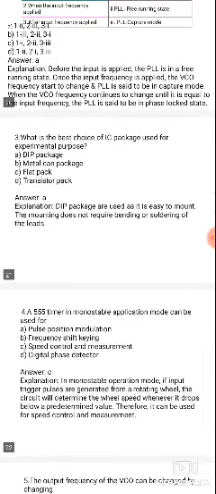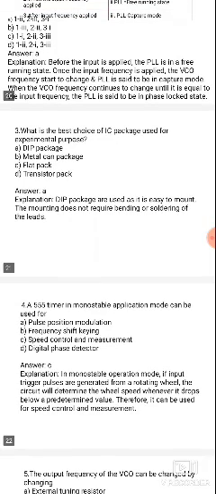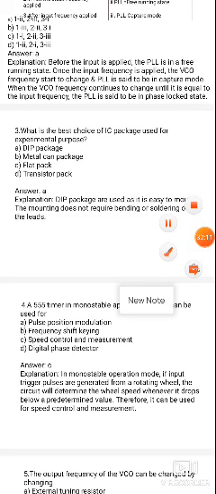Next, the third question: what is the best choice of IC package used for experimental purposes? IC packages are available in 3 types. The metal can package, which has a ring or circular shape. The flat package. And the DIP, which is the dual inline package. These are the main 3 packages of IC availability.